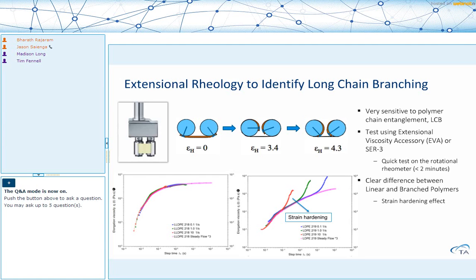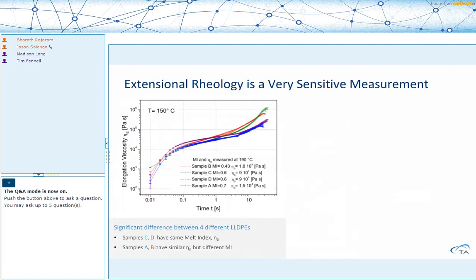In some cases, this is a desirable behavior. In other cases, this is not desirable. And extensional viscosity is a powerful tool that helps you understand and characterize incoming batches before you run them through your process. So extensional rheology is a very sensitive measurement, and I'll highlight that with two examples.